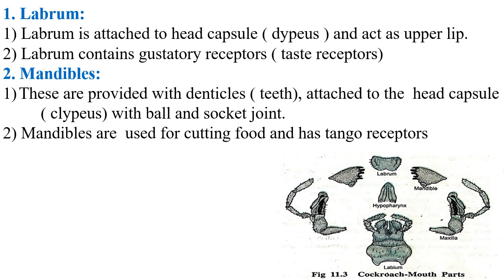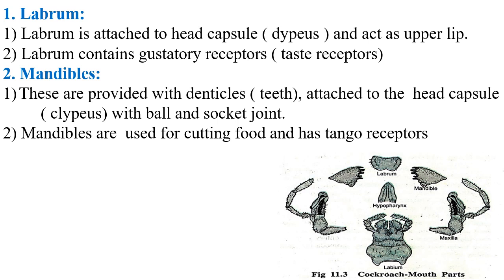Now this labrum is attached to the head capsule, that is the clypeus, and acts as an upper lip. The labrum contains gustatory receptors, that is taste receptors, which are very significant as far as cockroaches are concerned. It is believed that a cockroach can have more than 70 different types of taste, and obviously it is a tasting organ in the cockroaches.